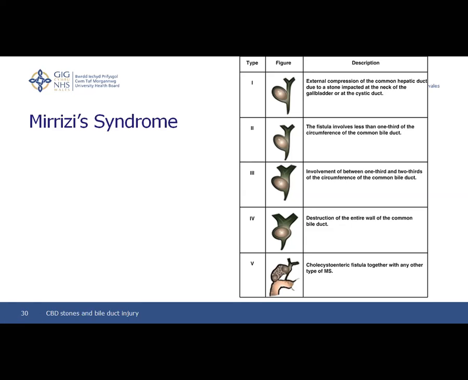In the second type, less than one third of the circumference of the common bile duct is involved. In type 3 it's one third to two-thirds of the circumference, and in type 4 more than two-thirds of the circumference is involved. Type 5 is a cholecystoenteric fistula. That means there is a communication either between the cystic duct and the common bile duct, or between the gallbladder and the duodenum, causing the stone to get dislodged into the intestine, causing gallstone ileus.